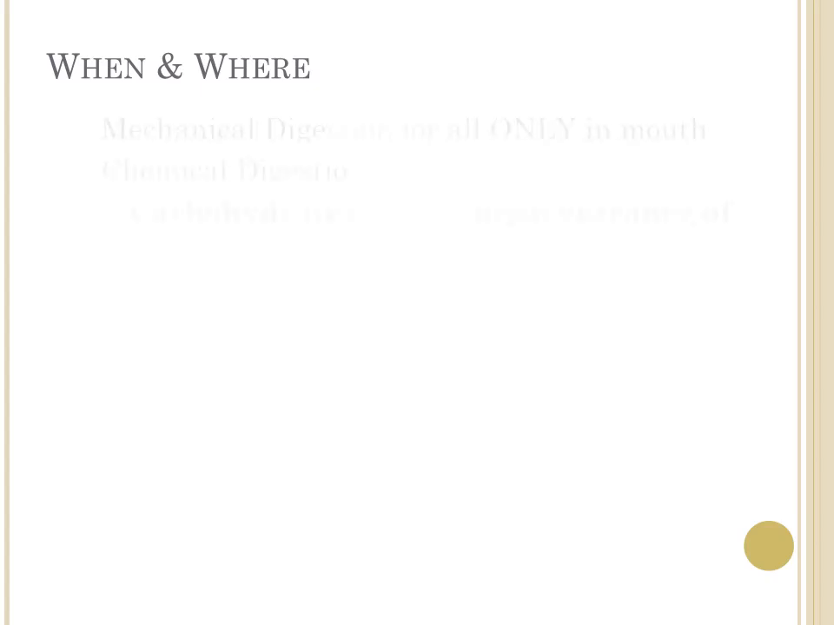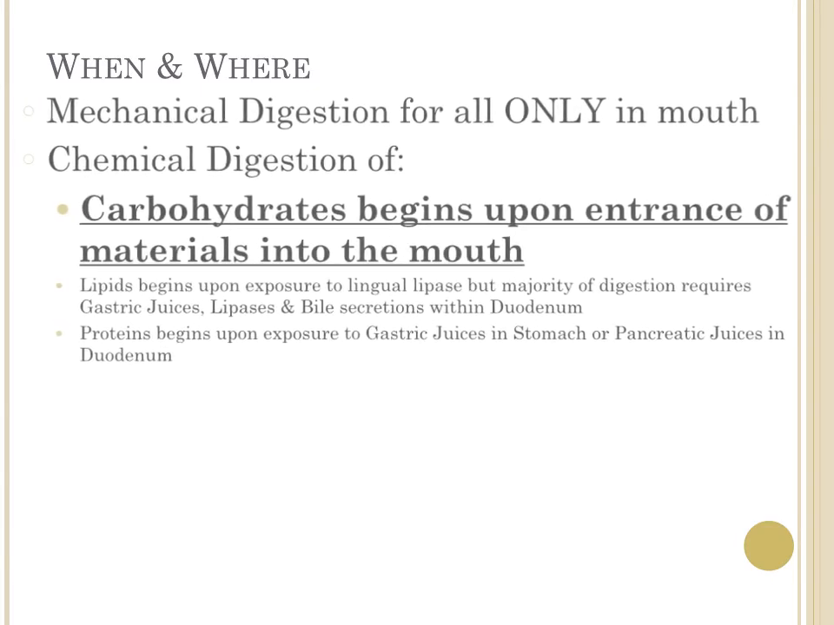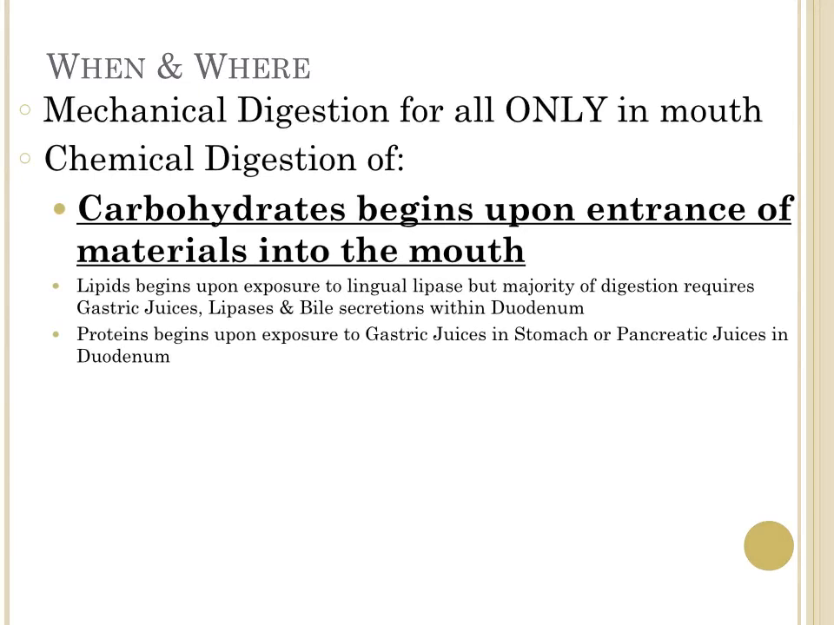Carbohydrates begins as soon as food enters the mouth, with chemical digestion through saliva, in particular salivary amylase. Salivary amylase is going to split apart large polysaccharides into oligosaccharides, and oligosaccharides into disaccharides. So it's going to take a starch and chop it into maltose. Maltose is a glucose-glucose dimer.